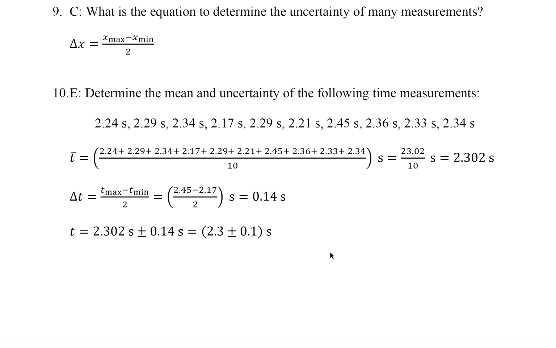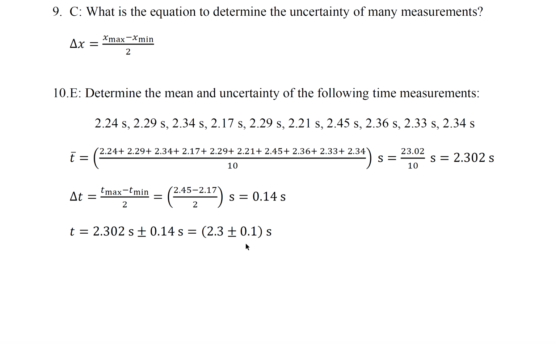For question 10, it tells you to determine the mean and uncertainty of the following time measurements. First, to determine the mean, you just sum up all values and divide by 10 to get the average, 2.302 seconds. And delta t is the uncertainty. You take the maximum value minus the minimum value, divided by 2. So this is our solution here: 2.3 plus or minus 0.1.